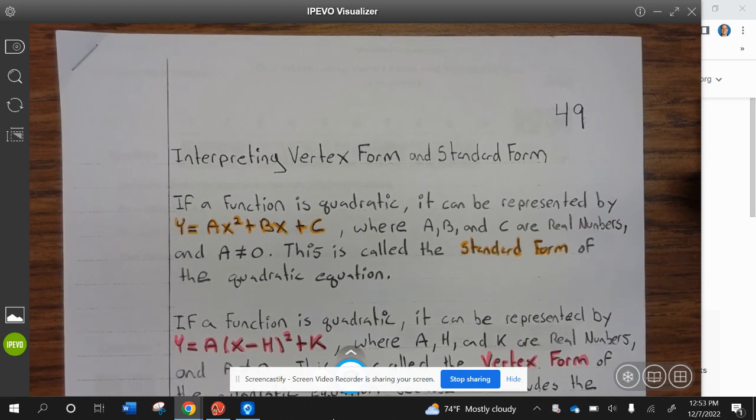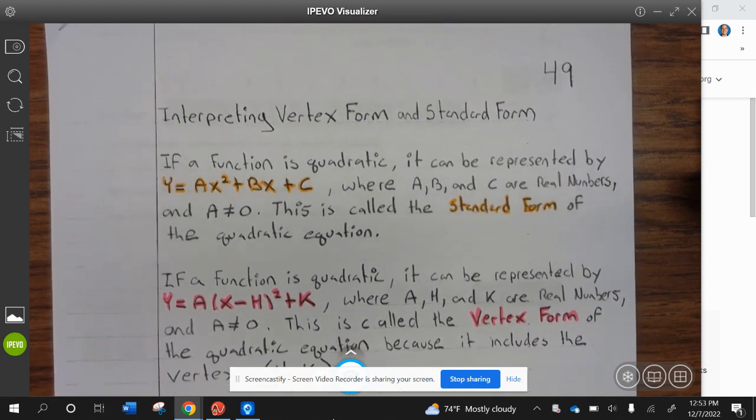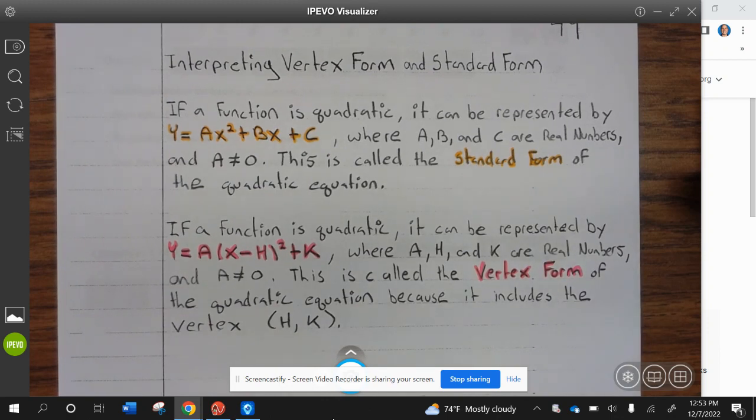Okay, today we're at journal page 49, interpreting vertex form in standard form. If a function is quadratic, it can be represented by y equals ax squared plus bx plus c, where a, b, and c are real numbers, and a does not equal 0. This is called standard form of the quadratic equation.